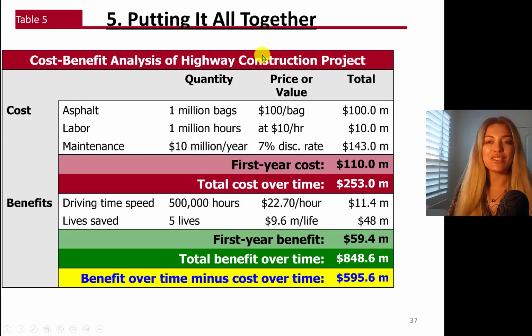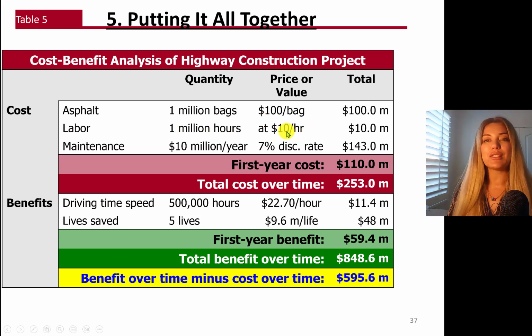This is a very exciting chapter. So cost-benefit analysis of a highway construction project. Other public projects are going to be similar. So we calculated the costs, right? We used 1 million bags of asphalt. Price of one bag of asphalt was $100. So $100 million immediate cost. Cost of labor, we use 1 million hours of labor at $10.